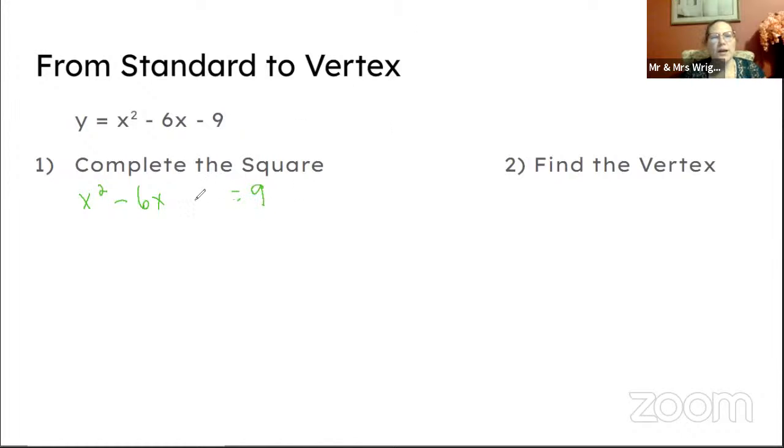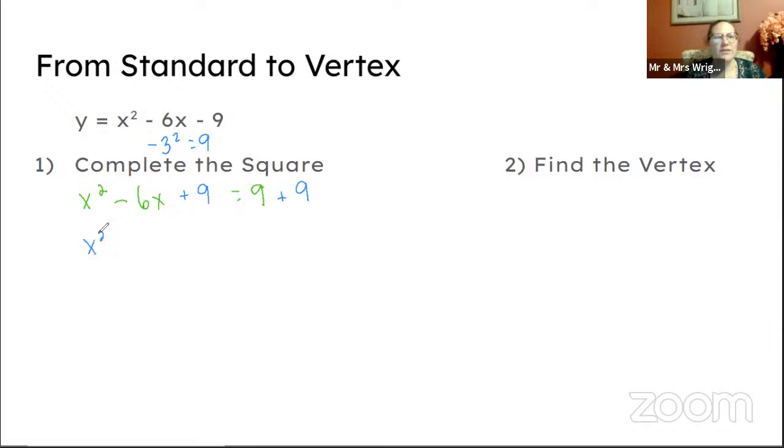And then, do you remember how we got this number that we're going to input right here? We had to take half of this center number. Half of negative 6 is negative 3. And then we had to square it. Well, when we squared negative 3, that became a positive 9, right? So we're going to add 9. But if we do it to one side, we have to do it to both sides, okay?